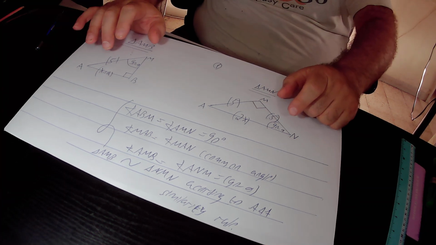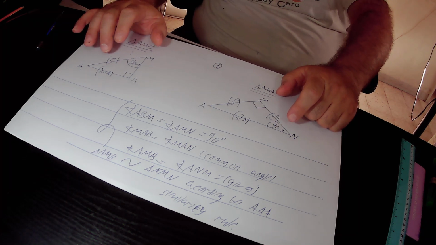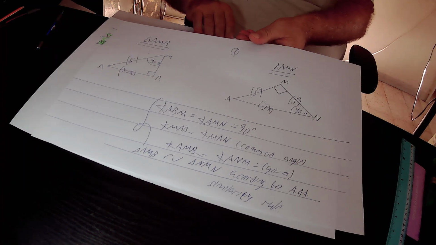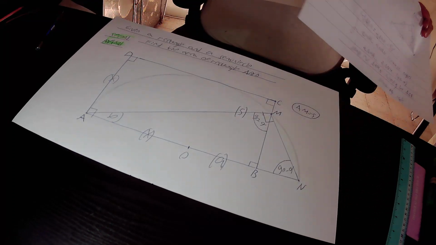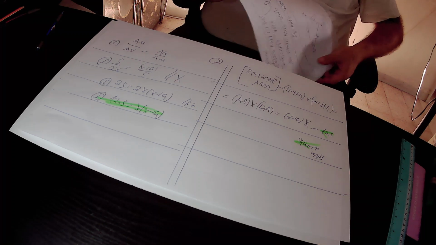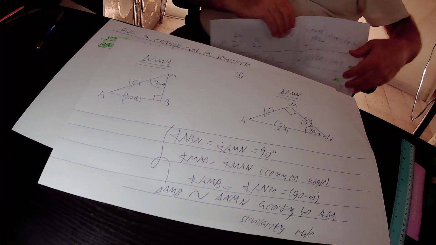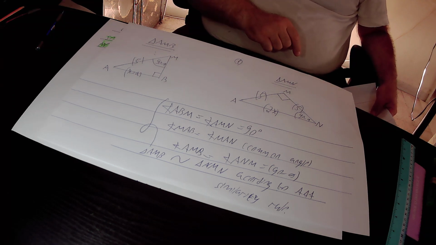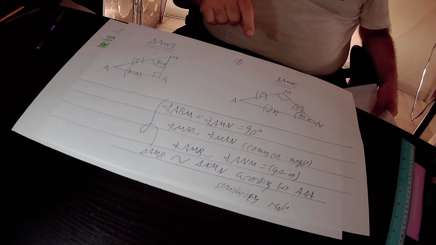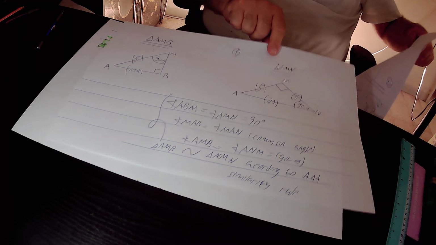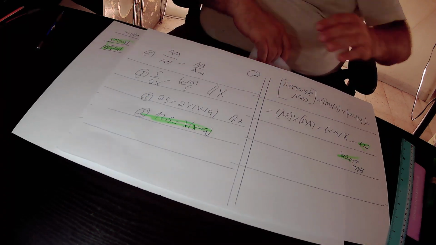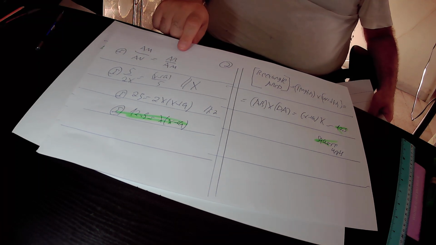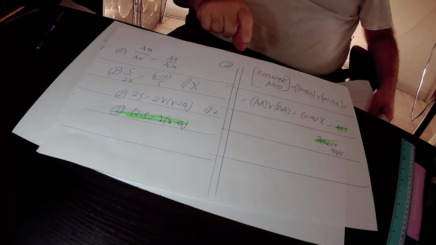And from the fact that those two right triangles are similar to each other, we will derive the following relationship between their sides. We will derive that side AM of the right triangle AB over side AN of the right triangle AMN equals side AB of the right triangle AB over side AM of the right triangle AMN.